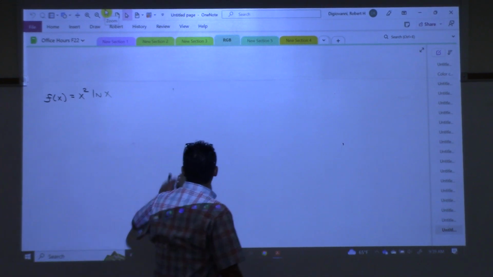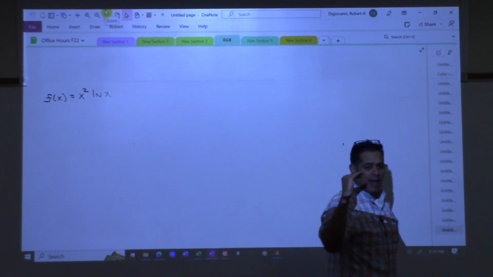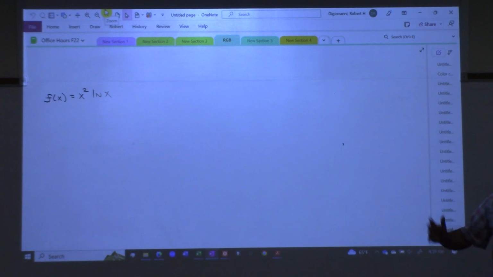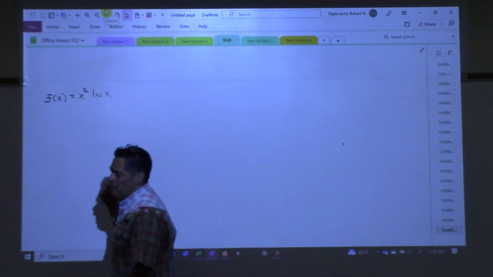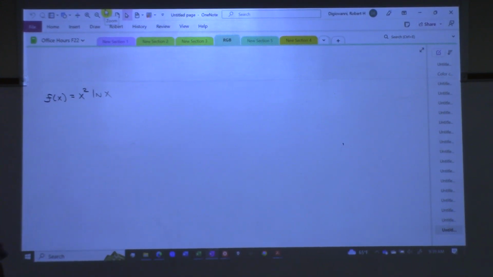All right, so same instructions. A, B, C, and D from the first problem, right? I want to know local max, where it's going up and where it's going down. I want to know local max, local min. I want to know where it's concave up, concave down. I want to know inflection points, all right? So let's start with part A.